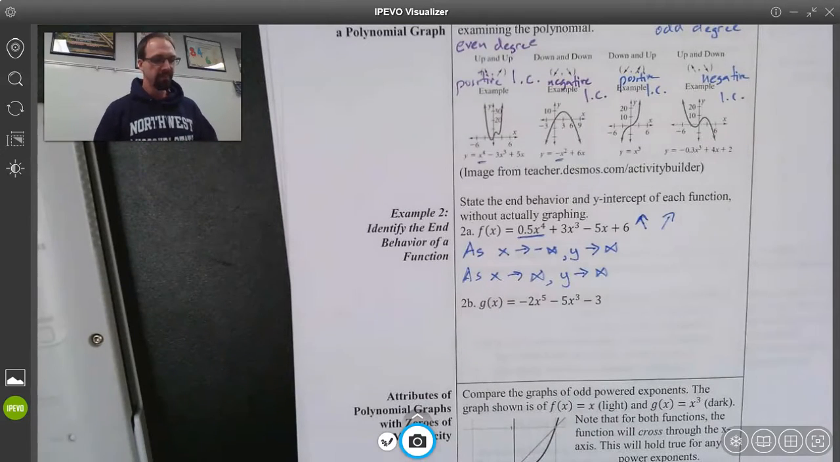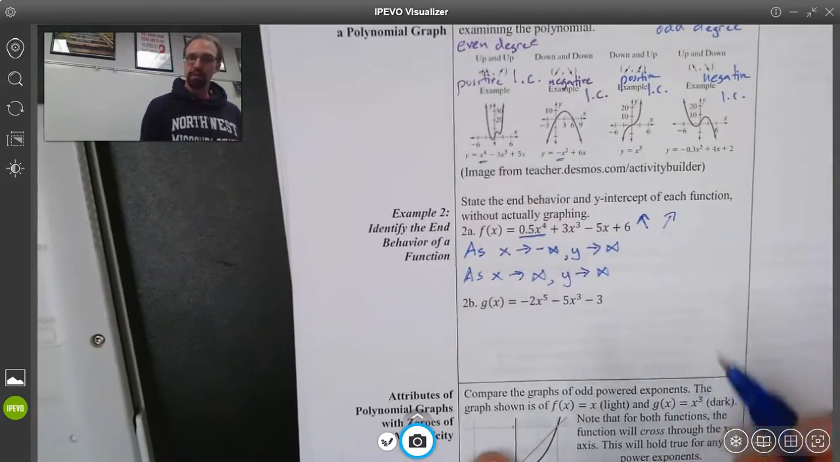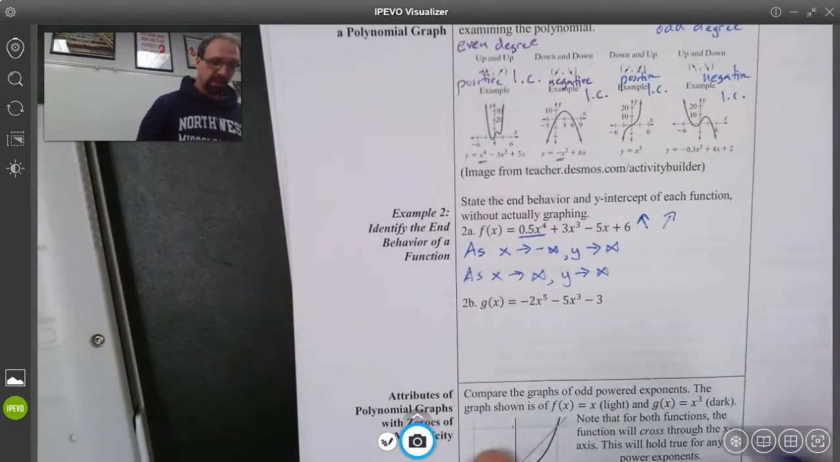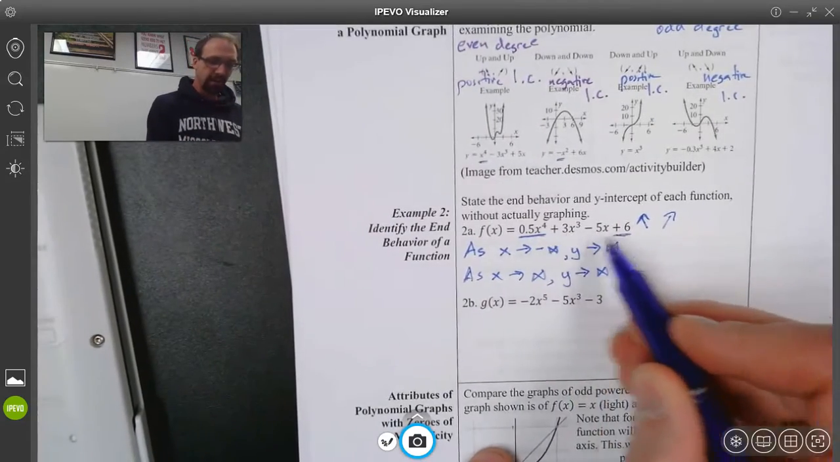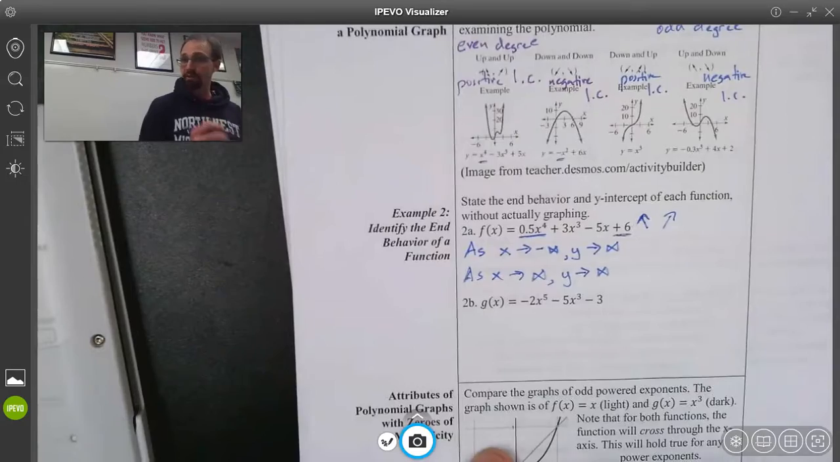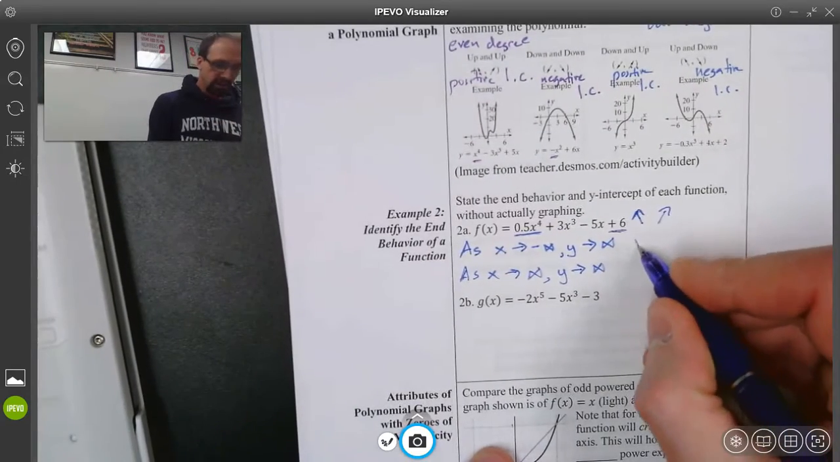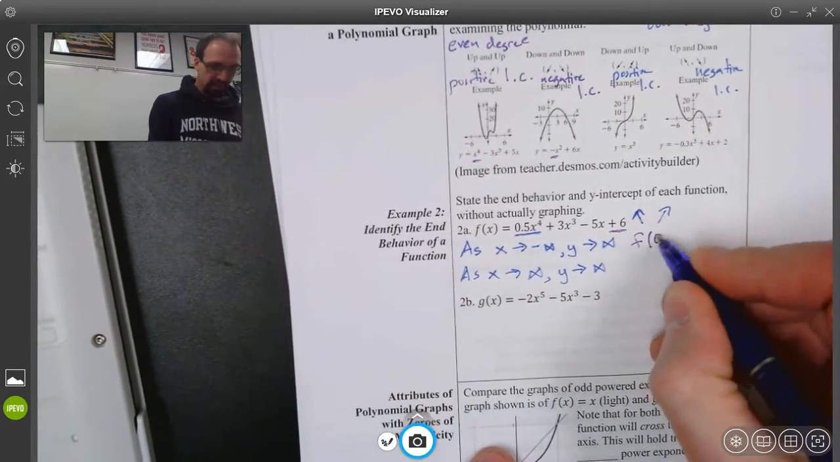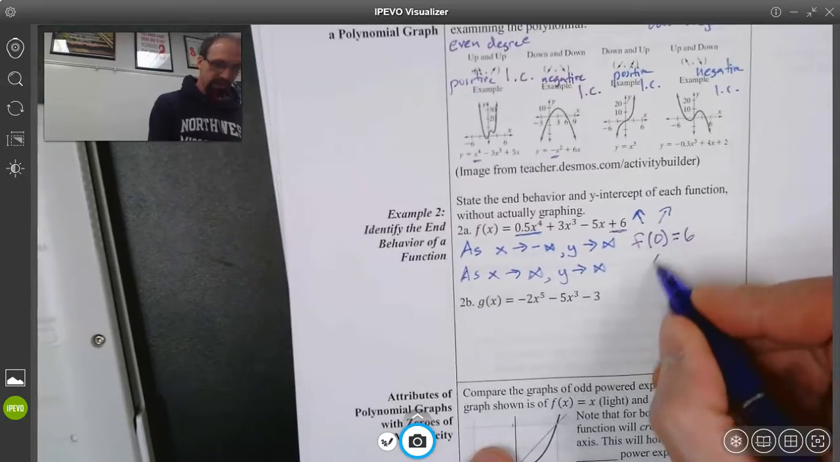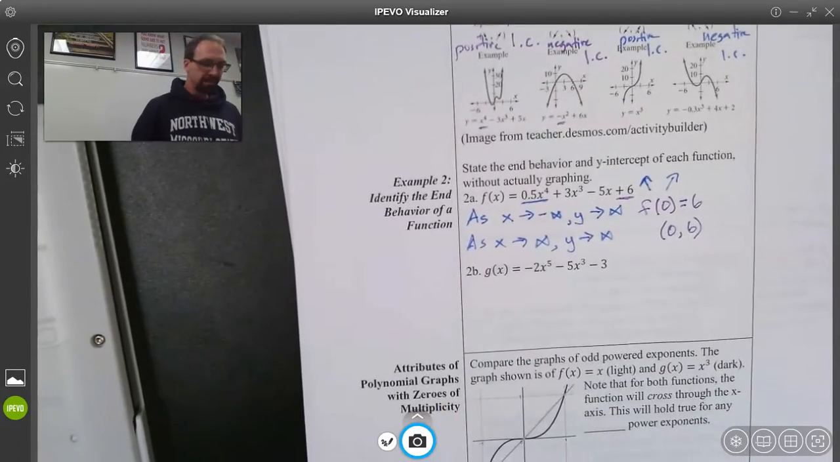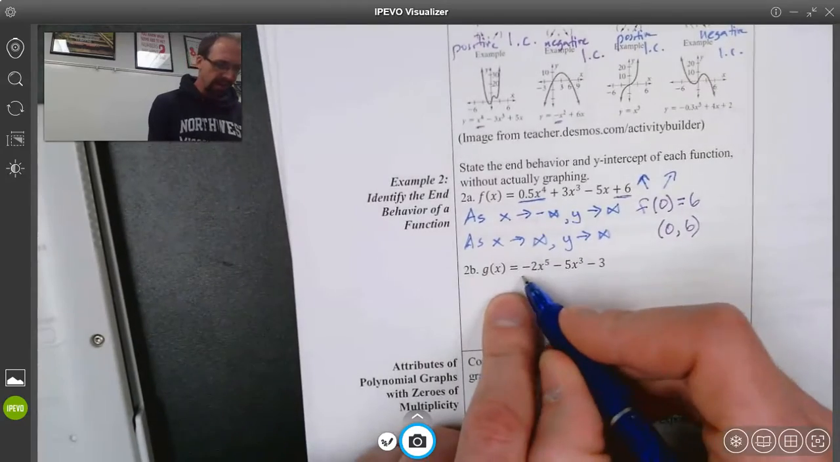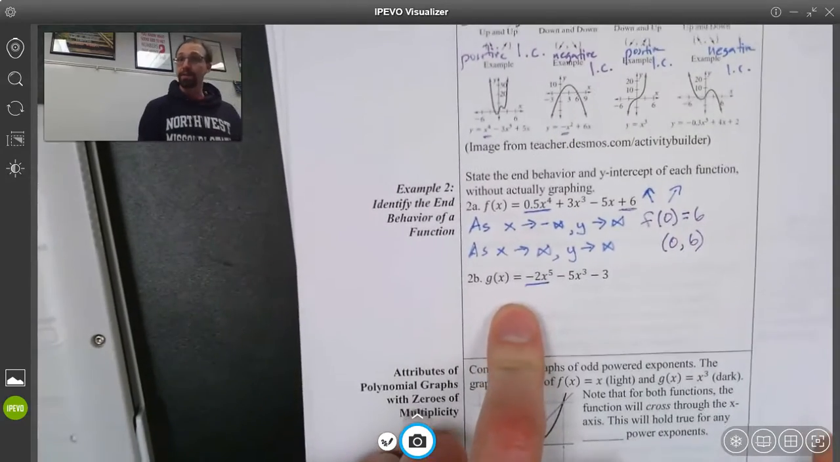approaches infinity as well. And then it asks for the y-intercept without actually graphing. This one's a little bit tricky, but remember it's in standard form, so the y-intercept is always going to be your last constant, with an x value of 0. The reason is because when we plug in 0 to all these x values, they're going to 0 out, and you're just left with the 6. So your y-intercept is 6, like that.